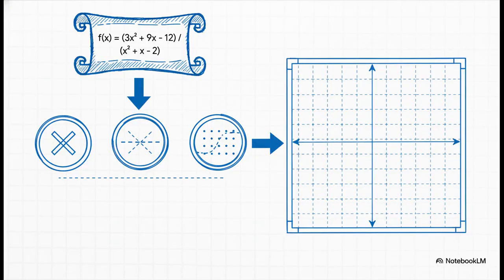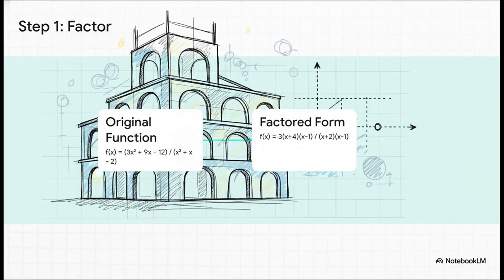So here's our blueprint for today. Yeah, I know, it might look a little intimidating at first, but don't worry, we have a clear, step-by-step plan that's going to turn this mess of symbols into a beautiful, clear picture. Step 1, and this is always step 1, we factor everything. Break it down into its simplest parts. This is how we reveal the real building blocks we're working with.